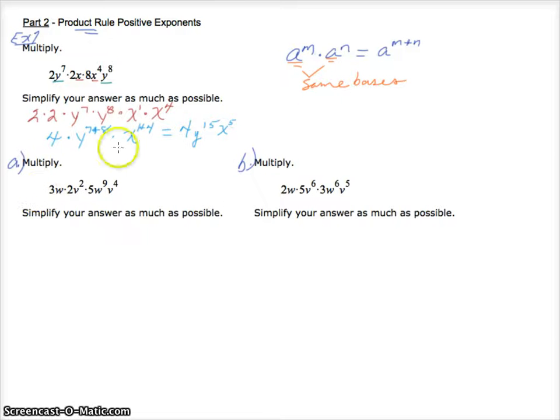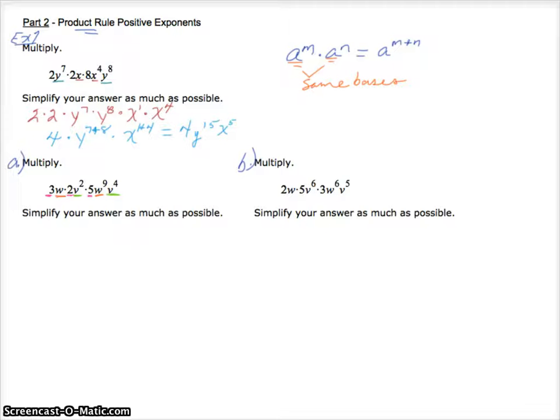Let's look at example A. It says multiply all this stuff together. So let's go find our like terms first. I've got 3w, 2v to the 2nd power, 5w to the 9th, and v to the 4th. So what I want to do is pull out all my same variables so I can organize them together. So w and w to the 9th are similar, and v squared and v to the 4th are also really similar. And then I've got my constants, which I'm going to highlight in this pink color here. My constants just multiply together.